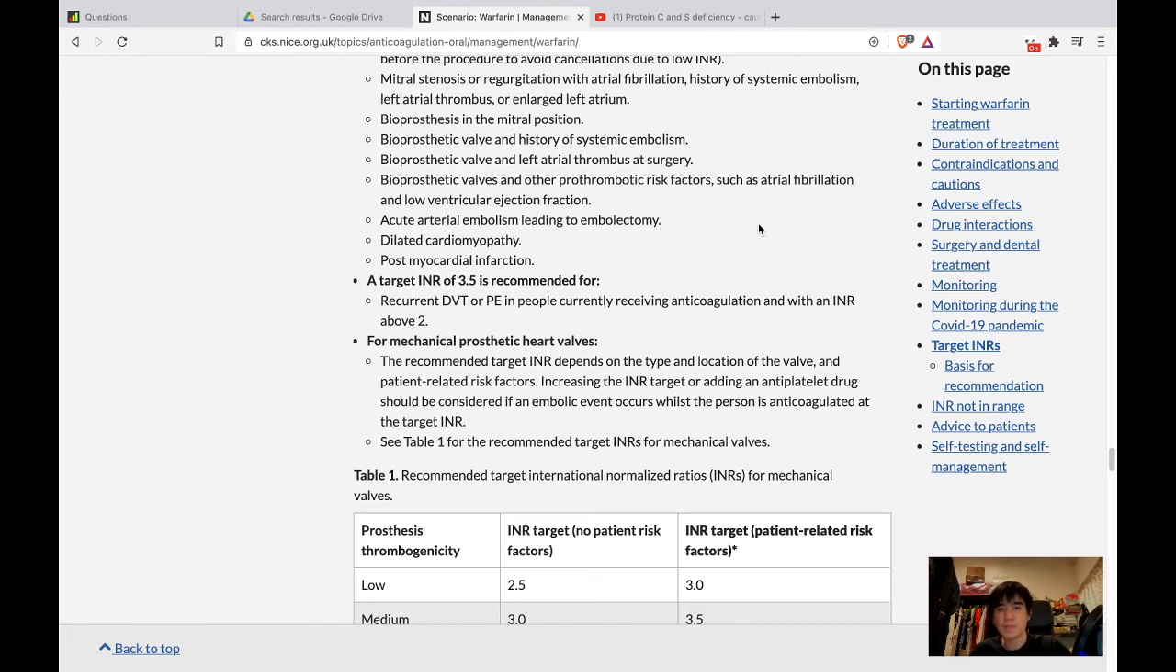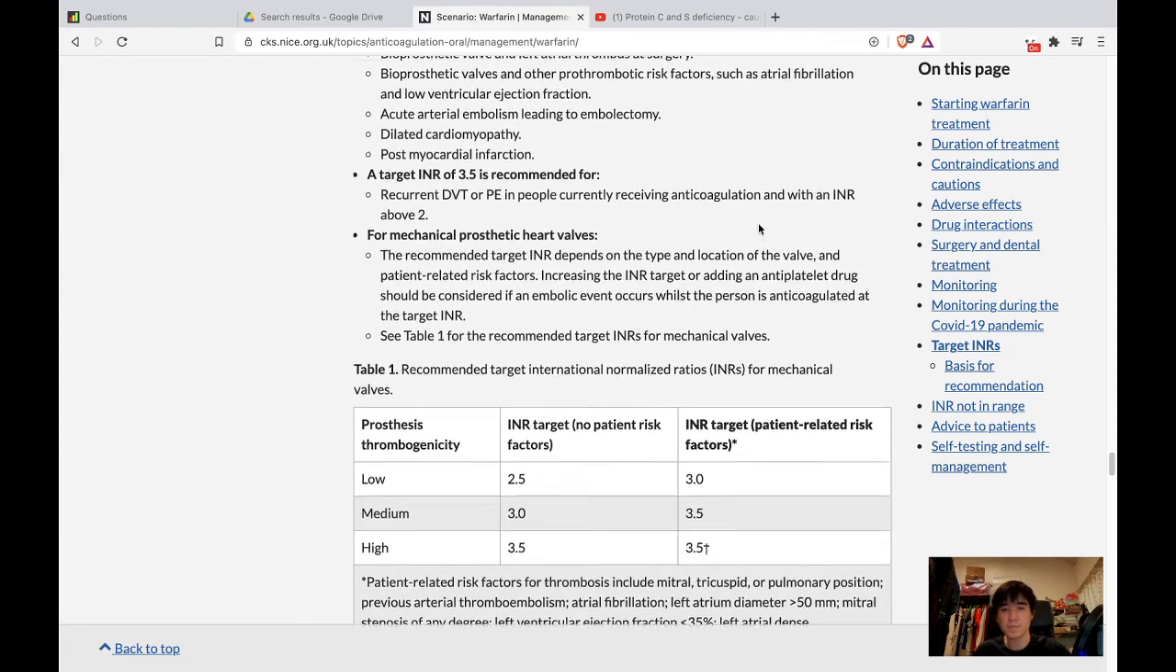For mechanical prosthetic heart valves, the recommended INR depends on the type and location of valve and patient-related risk factors. Increasing INR target or adding an antiplatelet drug should be considered if an embolic event occurs whilst the person is anticoagulated at the target INR. See Table 1 for the recommended target INRs for mechanical valves.